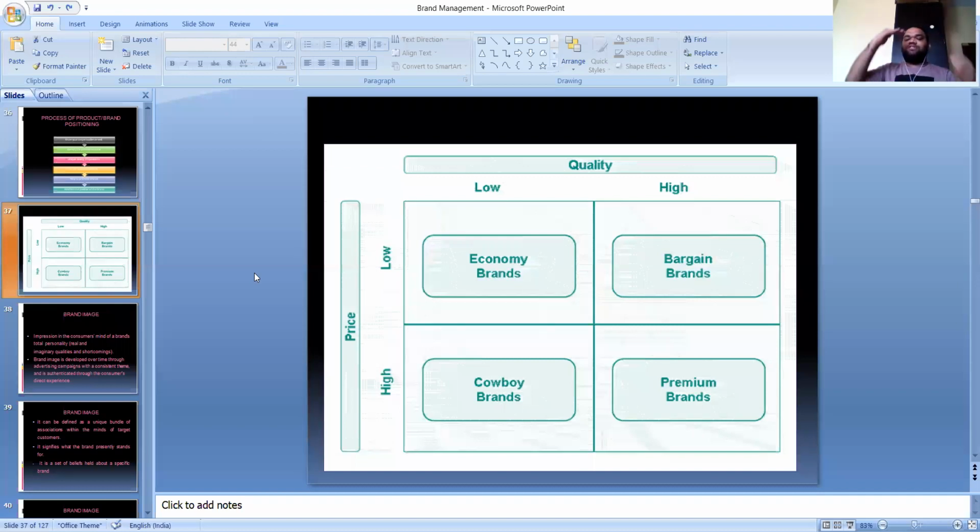If you see the levels of customers, low-level customers, medium-level customers, high-level customers, then the first category, that positioning, always targets low-level customers. Coming to the premium positioning, the targeted customers are always high-level customers only, because the price will be high and the quality will be high. So the power of purchase is also very important. Coming to the bargain brands and the cowboy brands, they always focus on the middle-level customers.